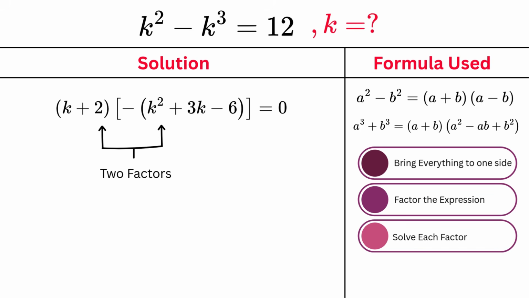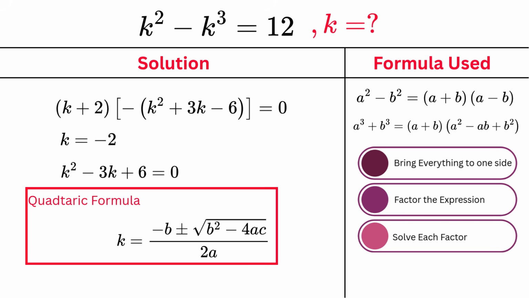From here, we solve each factor. From k plus 2 equals 0, we get the first solution, k equals negative 2. For the quadratic minus k squared plus 3k minus 6 equals 0, we multiply by negative 1 to make it positive, giving k squared minus 3k plus 6 equals 0.